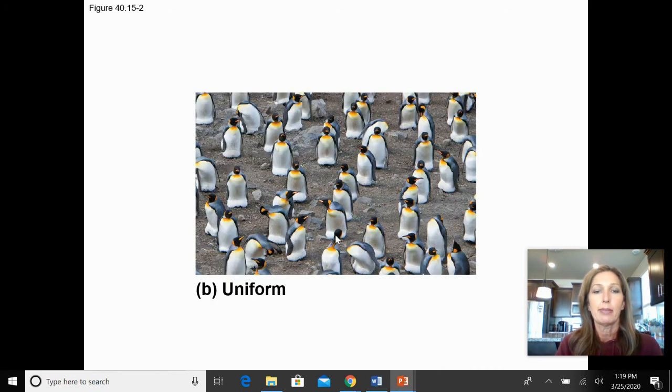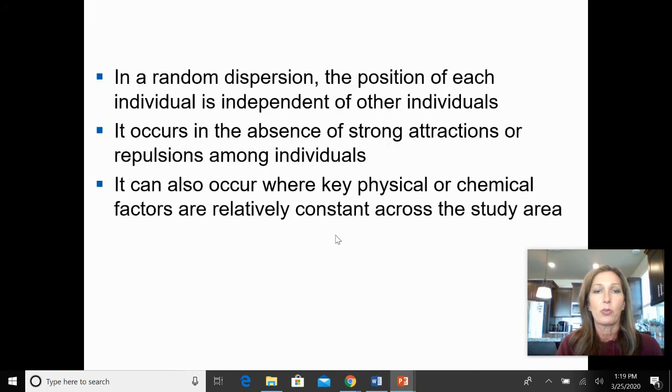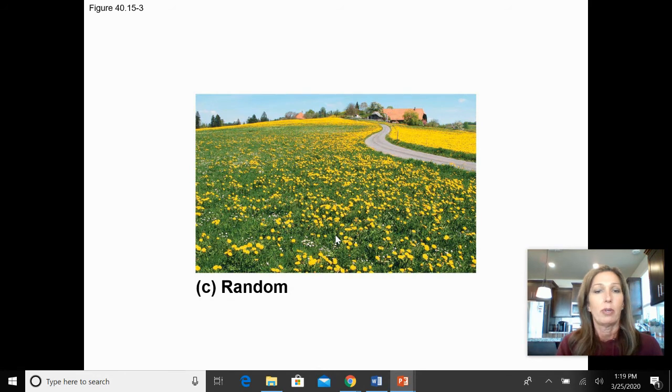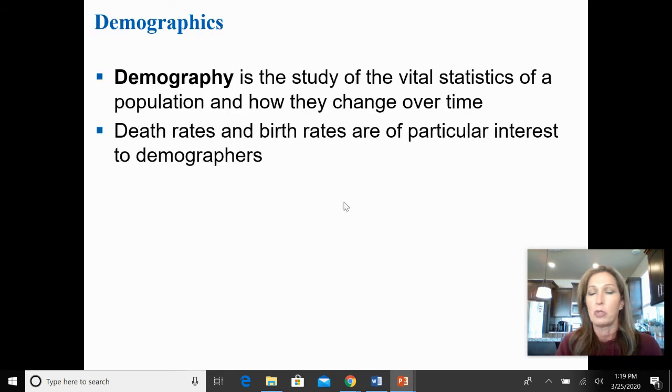Like these penguins, they are fighting for their territory, so they're more uniform. And then random is really just usually the resources are pretty uniform all the way across, but with this distribution of the seeds, where those seeds happen to fall is where those dandelions are going to be growing. So it's random as far as what that distribution is going to be.